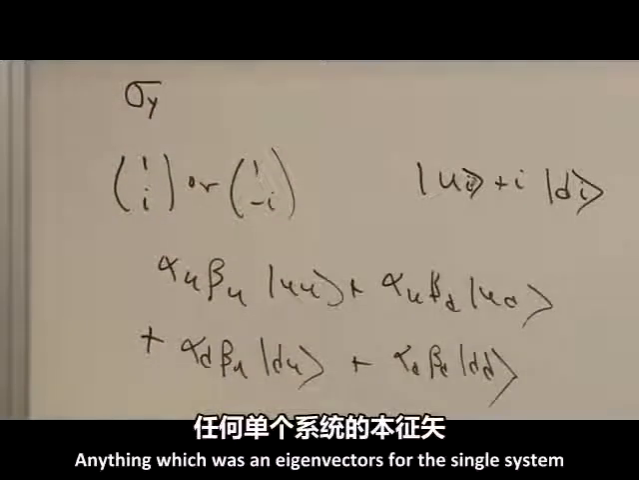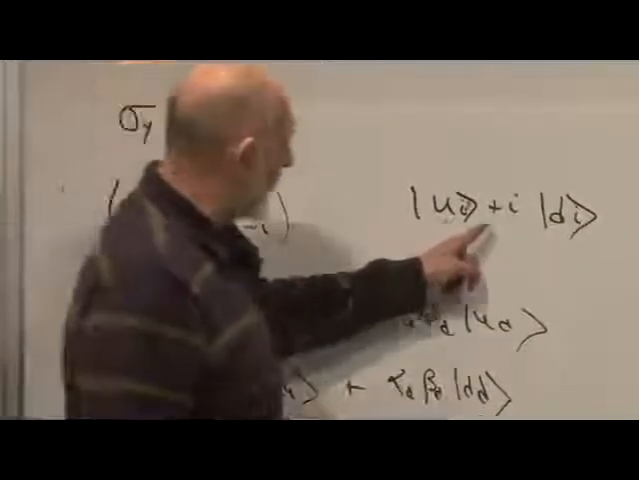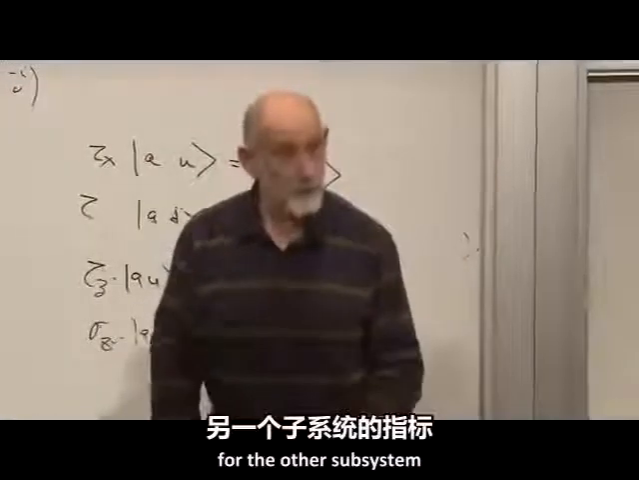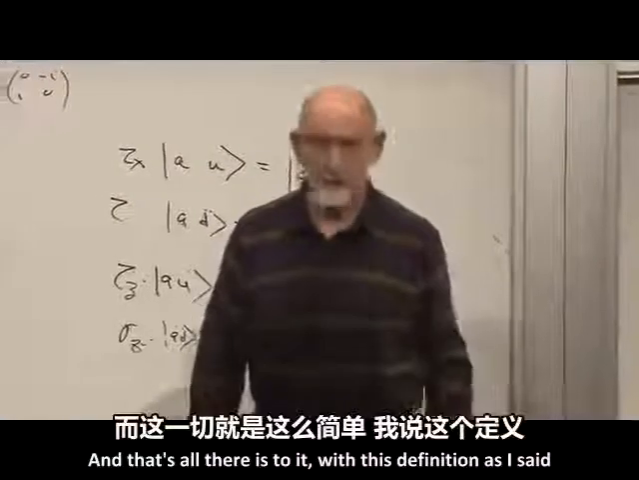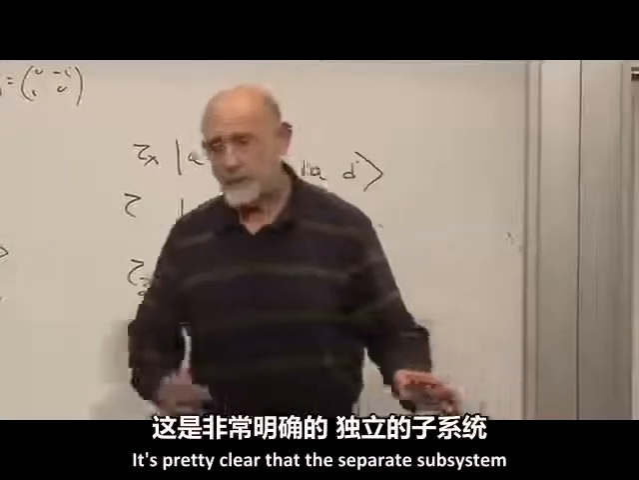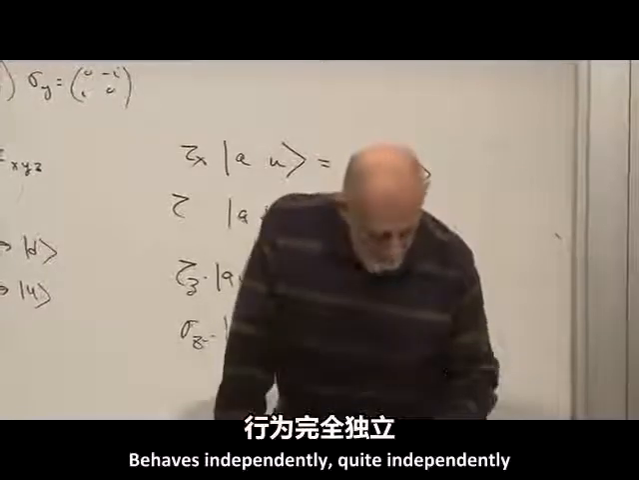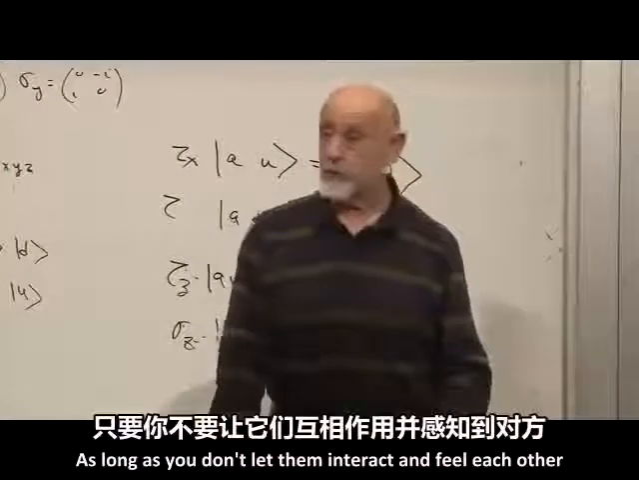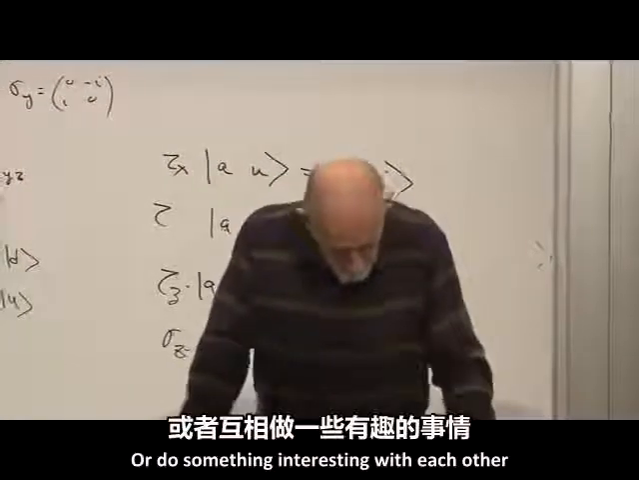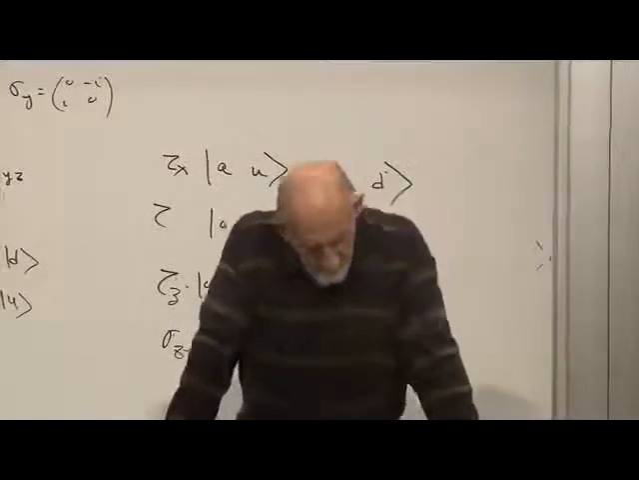Anything which was an eigenvector for the single system remains an eigenvector for the single system, except you'll have to add in the index for the other particle, for the other subsystem. And that's all there is to it. With these definitions, it's pretty clear that the separate subsystems behave independently, as long as you don't let them interact and feel each other or do something interesting with each other, as long as they are kept separated. Okay.